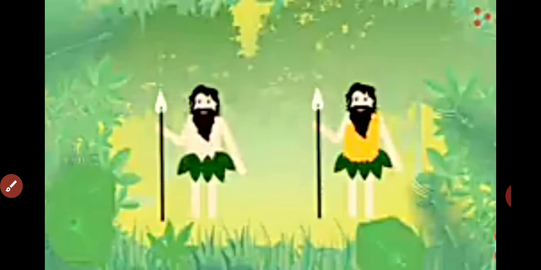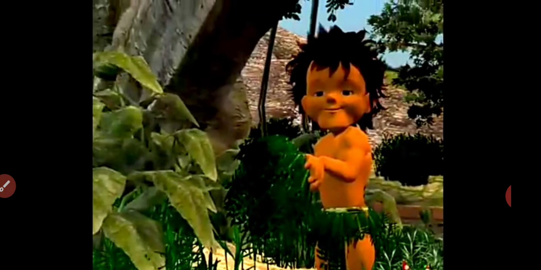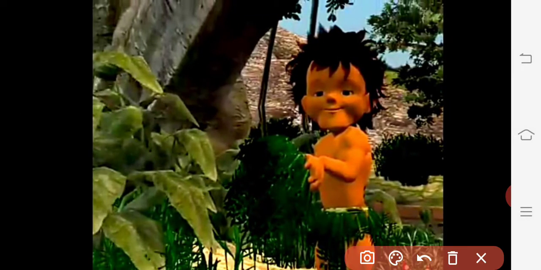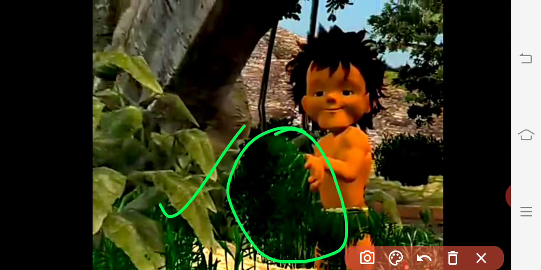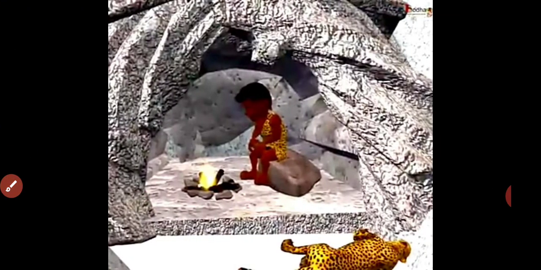Ancient people used to wear these leaves of the trees or bark of the trees. Again they used to wear the animal skin. Like that. So first of all, when the ancient people used to roam in the jungle, they found some trees like this one. Then they collected all the leaves and started wrapping them around themselves.